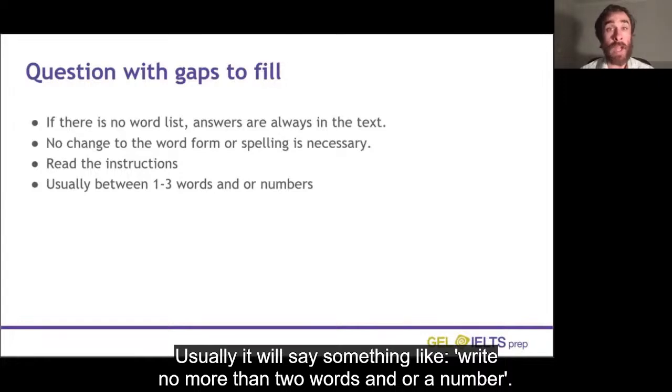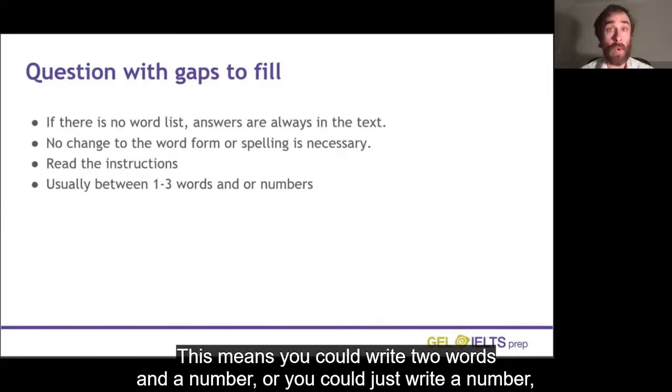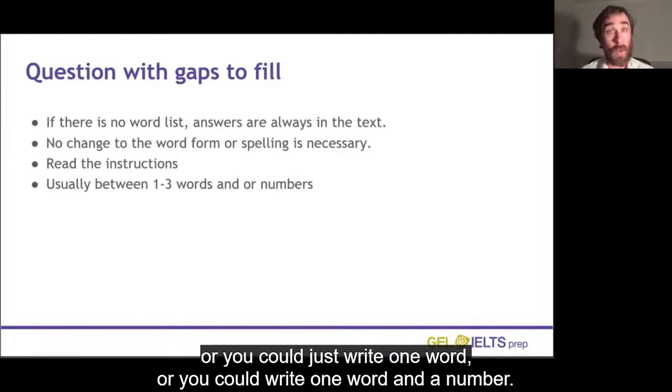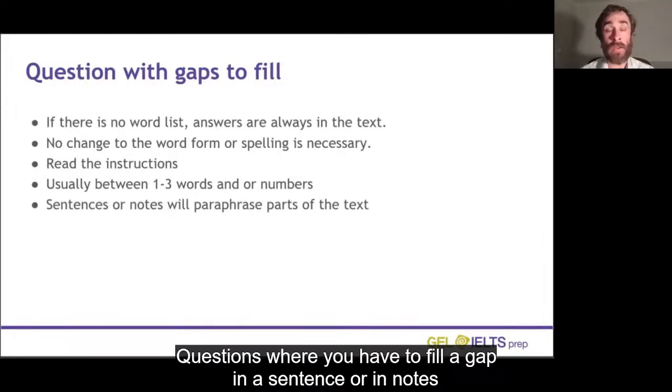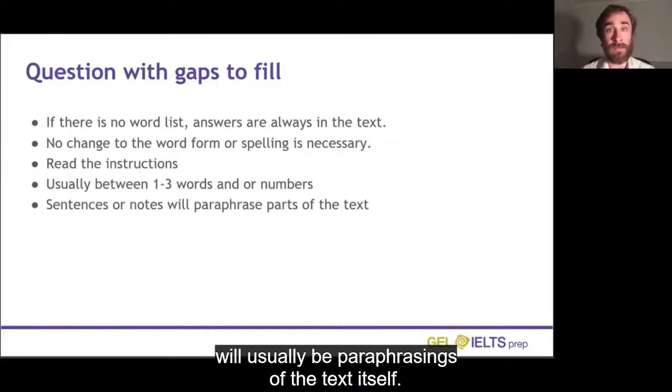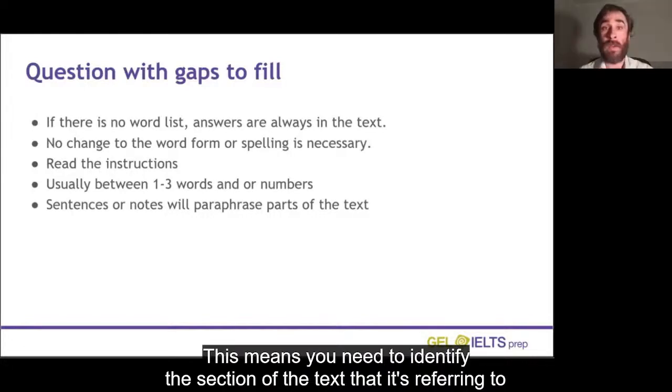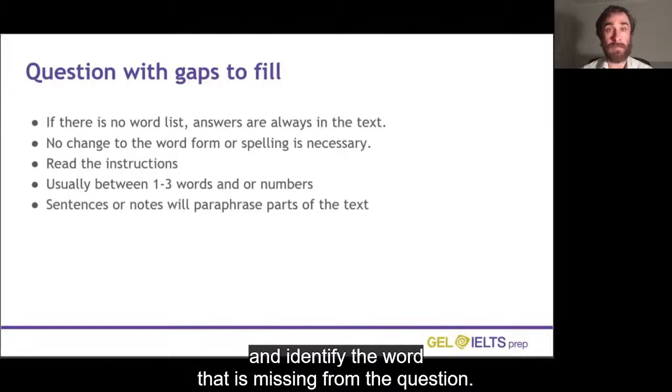Usually it will say something like, write no more than 2 words and or a number. This means you could write 2 words and a number, or you could just write a number, or you could just write 1 word, or you could write 1 word and a number. Questions where you have to fill a gap in a sentence or in notes will usually be paraphrasings of the text itself. This means you need to identify the section of the text that it's referring to and identify the word that is missing from the question.